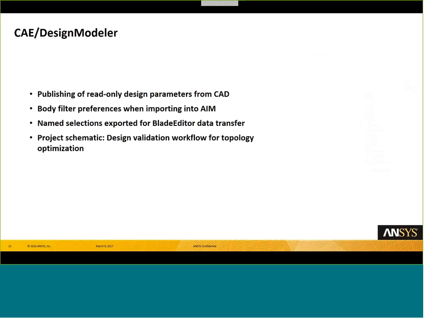All right. So some of the other things with this being a geometry update that we've added. So publishing of read-only design parameters. This is some Design Modeler enhancement that we've added. A few other things we've added is name selections are being exported for Blade Editor as going through. And that similar workflow for topology optimization that we added for SpaceClaim is also supported with Design Modeler as well.